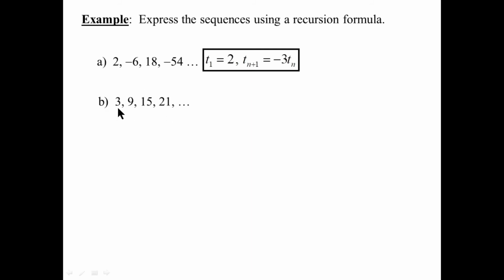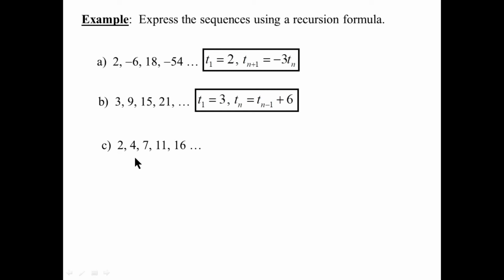B. Examine the sequence. It looks like we're going up by 6, up by 6, up by 6. This is an arithmetic sequence, but we can define it recursively. In conversation, we might say that any term is the previous term plus 6. Mathematically, that translates into this. Any term is the previous term plus 6. But we do have to knock over that first term. T sub 1 is equal to 3 because it doesn't have a previous term.